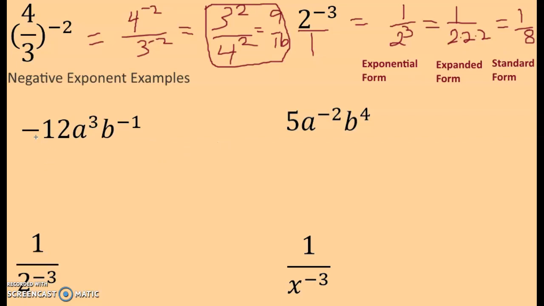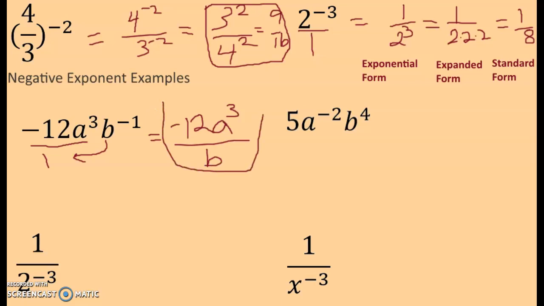Okay, let's look at the next one. Negative 12 times a cubed times b to the negative 1. Well, these are all different bases, so you can't combine anything. But we do have a negative exponent, and answer choices are almost always in only positive exponents. So we're going to flip this over the bar. There's really a 1 down there. 1 times b to the first power is just b. So our simplified expression would be negative 12 times a cubed divided by b. And that's our simplified expression.